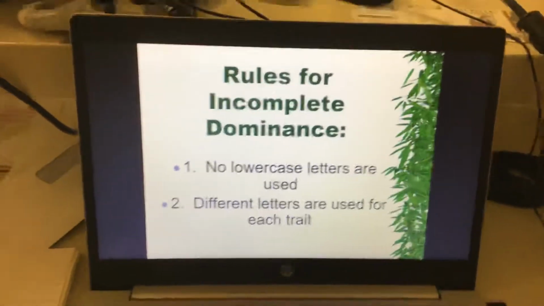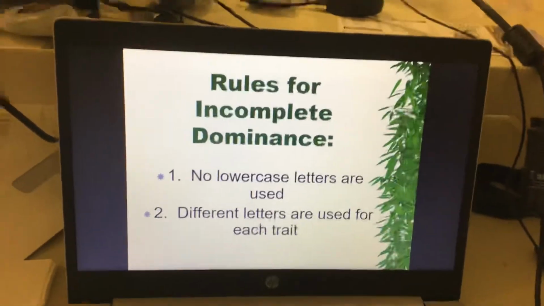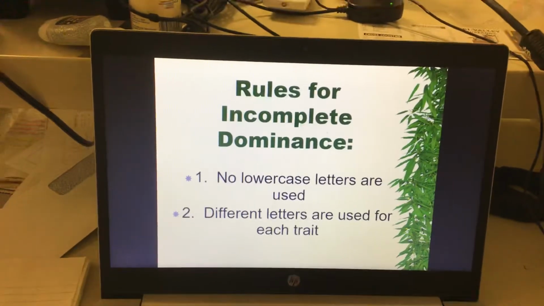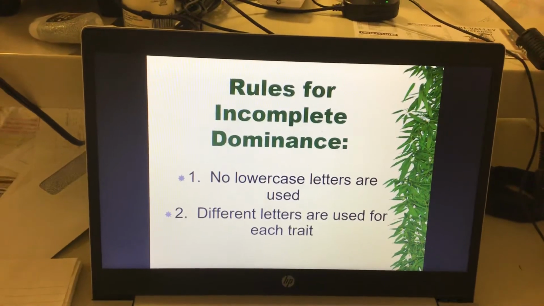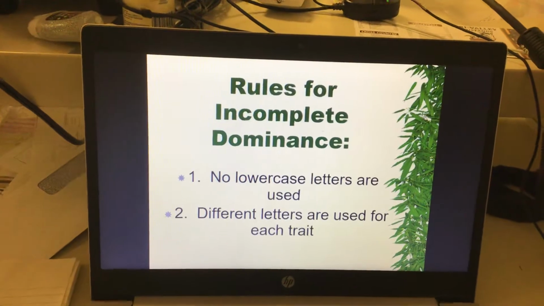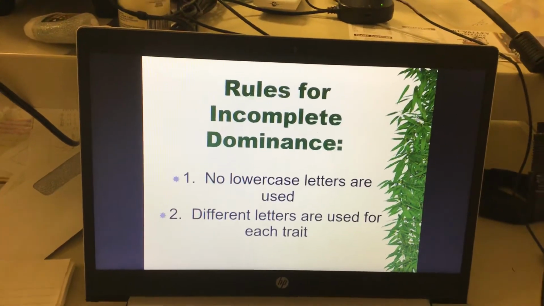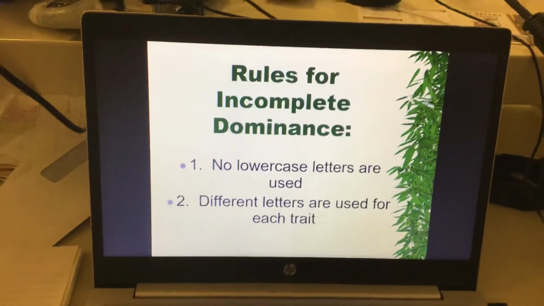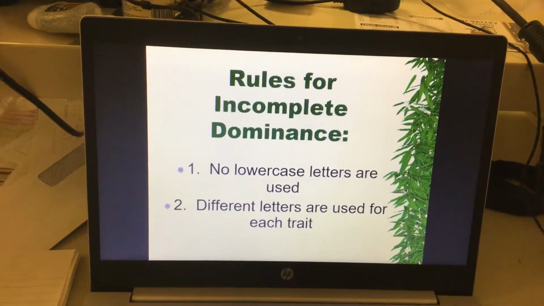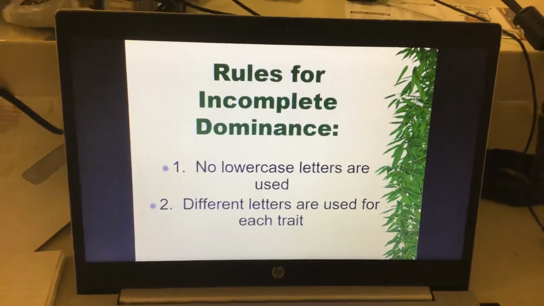So go ahead and write this down. Rules for incomplete dominance. No lowercase letters are used. Everything is uppercased. Everything is capitalized. Different letters can be used for each trait. So with the 4 o'clocks, we had big R stood for red, big W stood for white. Neither of them won. Both of them were strong. Neither of them got hidden.